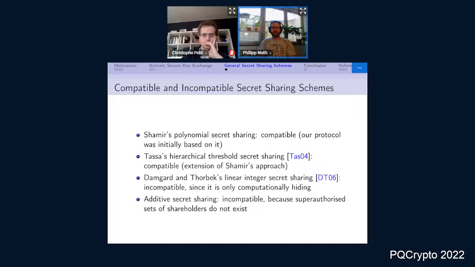And the simplest of all secret sharing schemes, that is additive secret sharing, cannot support the piecewise verifiable proof, with the shares not having any inner structure. It is so incompatible with our key exchange mechanism.